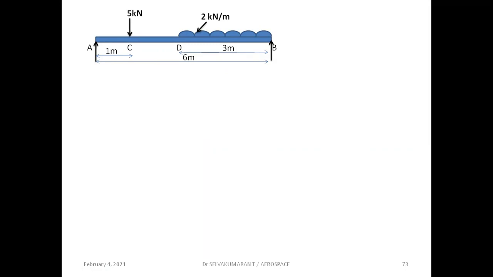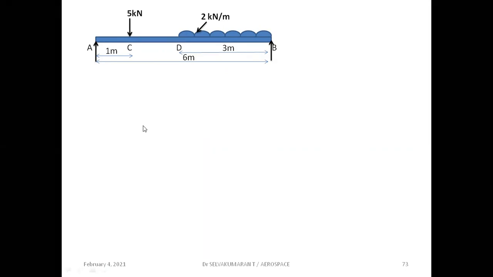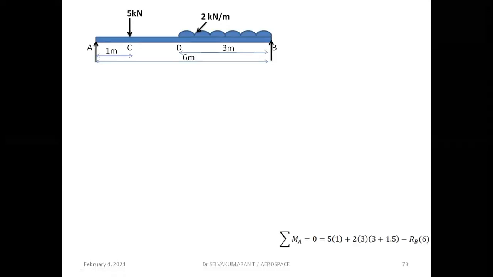Okay, so that also we are going to see now. Here the beam is subjected to a 5 kilonewton point load and a UDL of 2 kilonewton per meter, which runs over a length of 3 meters from the right hand support. Now we have to find out the support reactions RA and RB at A and B by writing the static equilibrium equations.